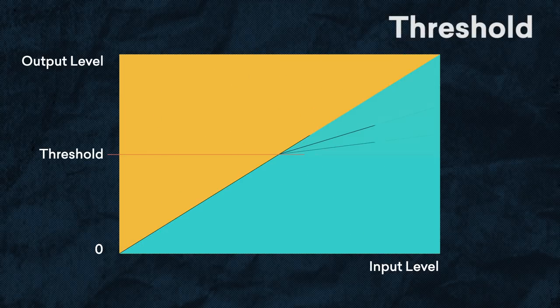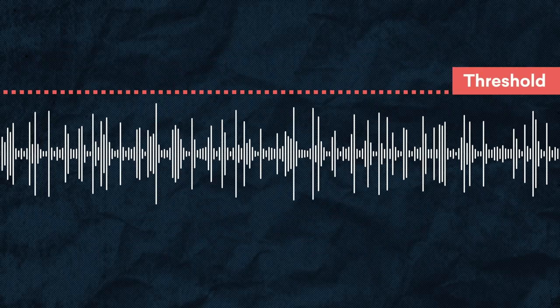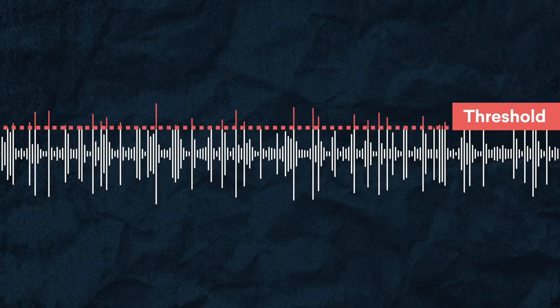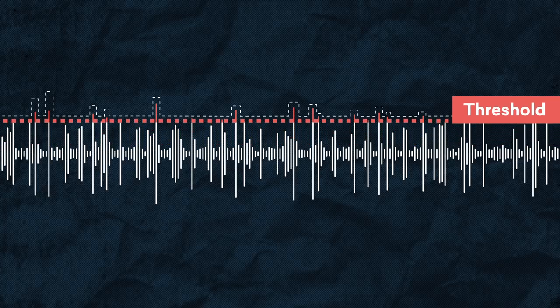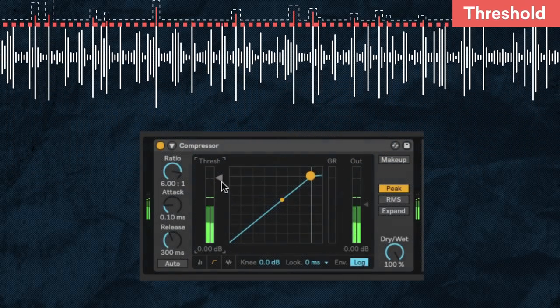Threshold sets the signal level where the compressor's gain reduction begins working. A lower threshold will apply gain reduction to a greater portion of your signal. A higher threshold will affect only the most aggressive peaks, leaving the rest untouched. Use the threshold control to define which part of your signal you want to reduce.